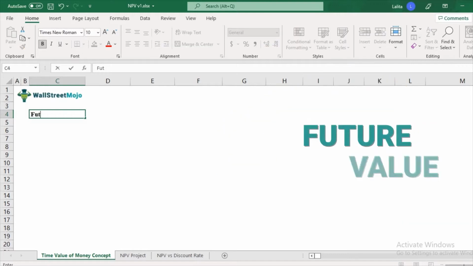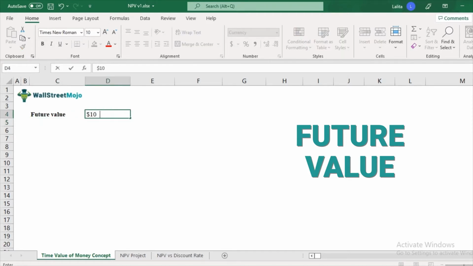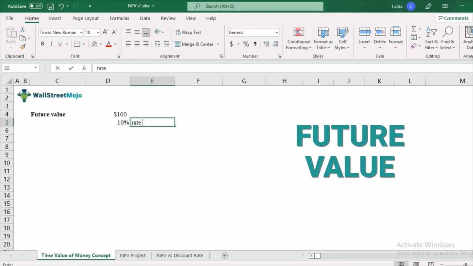The first is future value. Okay, so what we mean by future value is, let's say you invest $100 today, and the rate of return that is expected is, let's say, 10%. So this is the rate of return and this is your investment, $100. Okay, so what will be its value, let's say, after year one? What will be its value after year one, right?